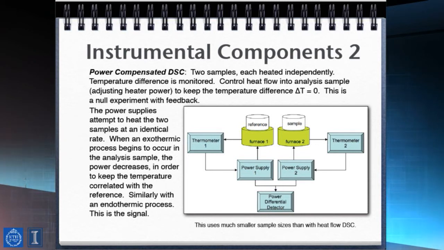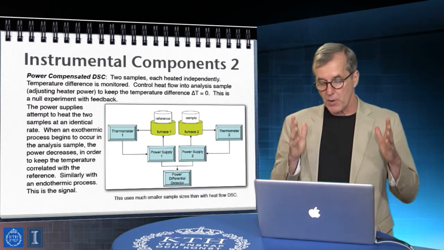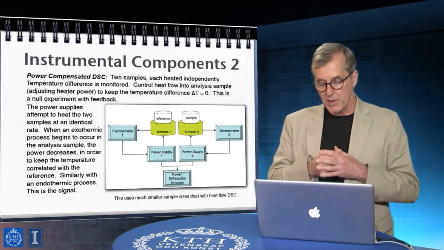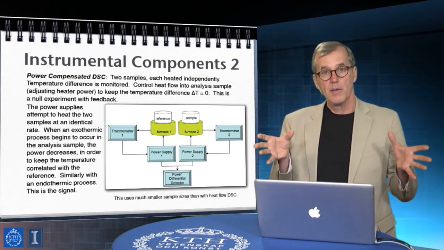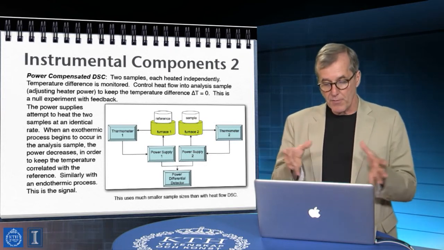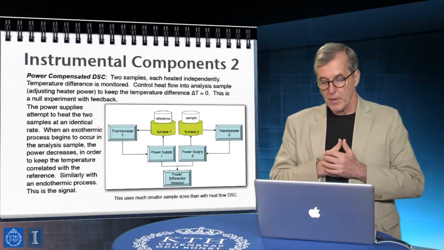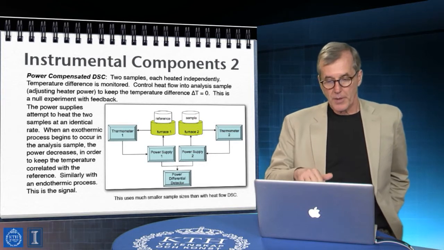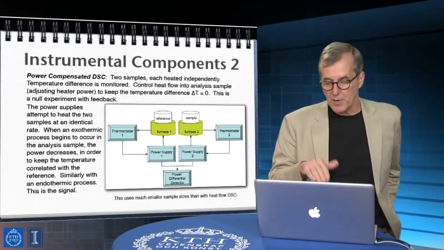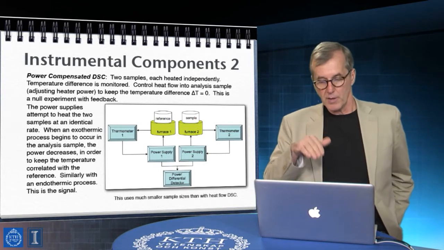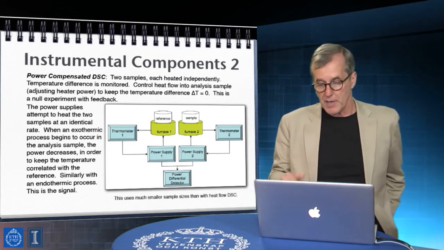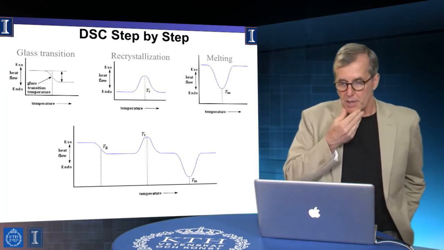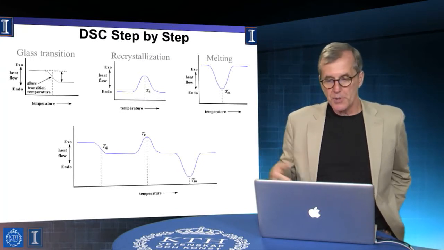So very high accuracy power supplies, very well regulated oven designs, and these two things are then compared to one another, and the information is basically extracted from the power requirements that are needed to drive one channel versus another in such a way as to maintain constant temperature at the two samples. Okay, so what is it that you would see by DSC?